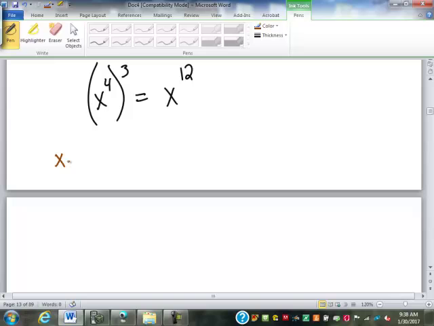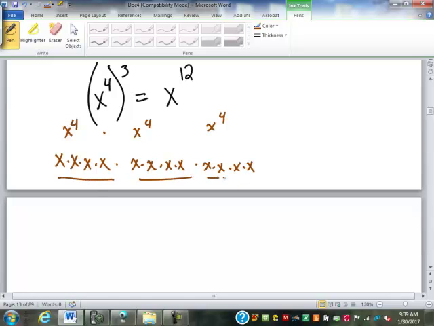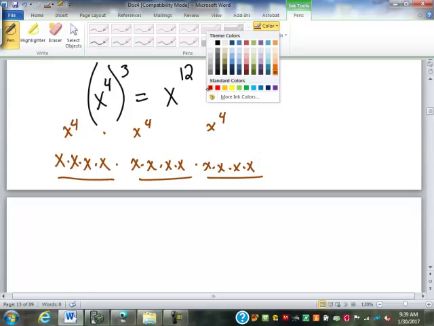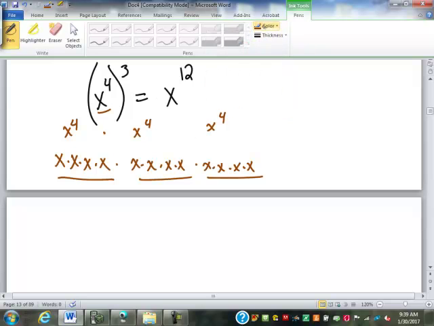Again, that's because we have x to the 4th here, which is 4 x's multiplied together, times another x to the 4th. It's the power of 3, so there's a third x to the 4th. And if I multiply those all together, I now have a total of 12 x's being multiplied together, or x to the 12th. So I had 4 of them, and I did it 3 times. That makes 12. So y to the 7th to the power of 11 is going to give me y to the 77th. Very good.